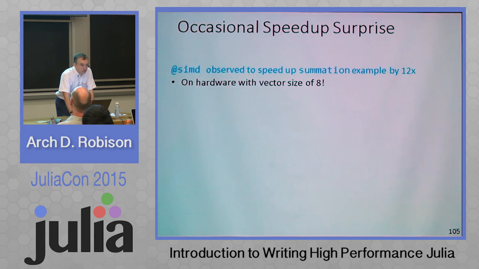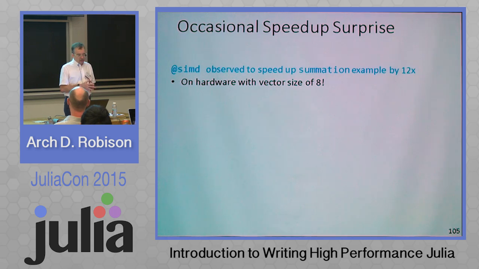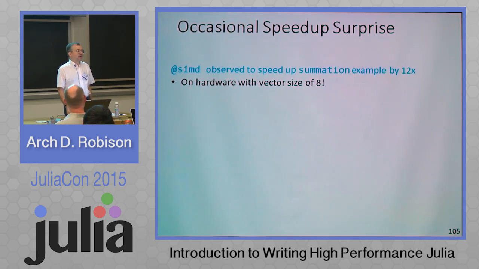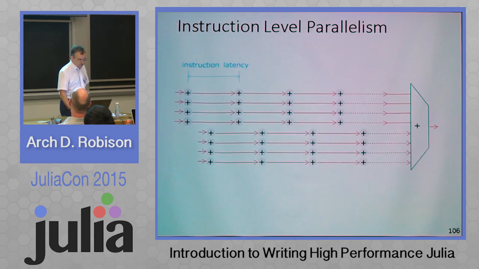All right, yeah, the speed up surprise. I said sometimes SIMD actually can deliver speed ups greater than the SIMD width of the hardware. This came in initially on a GitHub issue or something. Somebody observed that they applied SIMD to a summation example and sped up by 12x. And the hardware was AVX hardware. They only had 8 wide SIMD units. And this seemed like a timing error or something. But no, actually, this is very real.